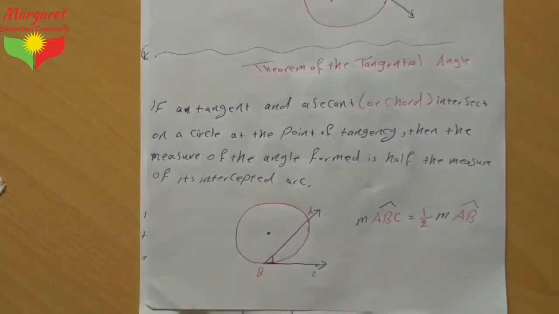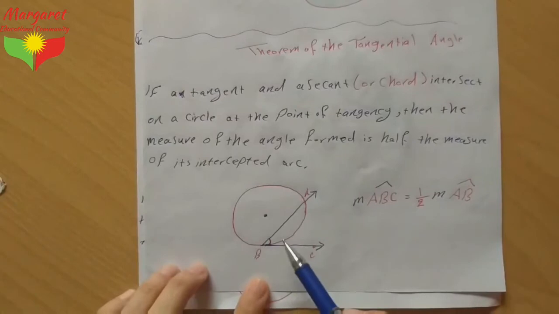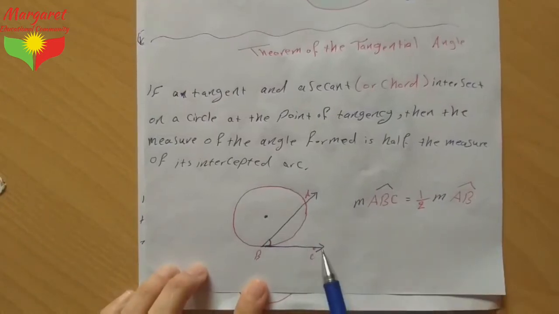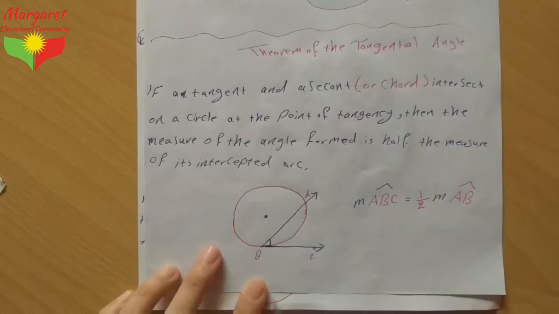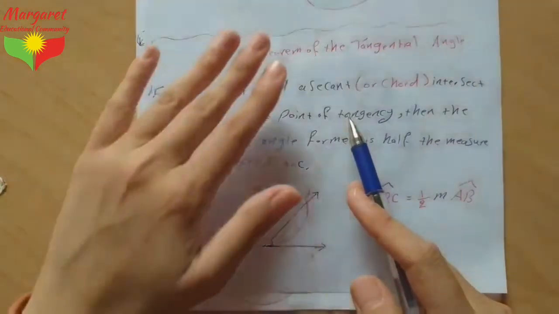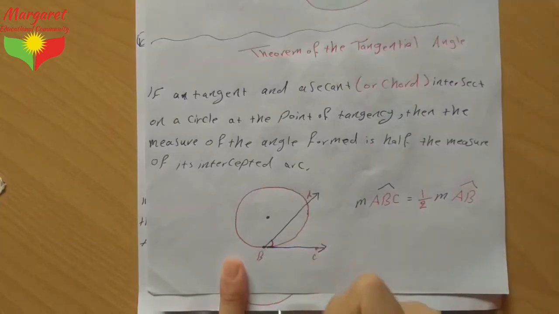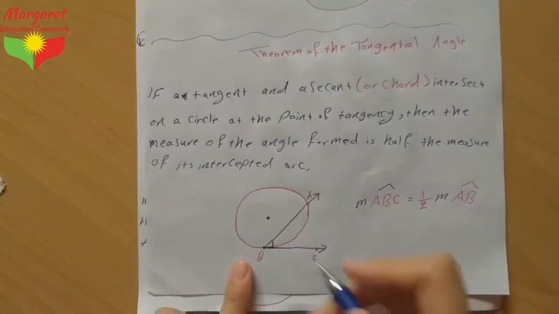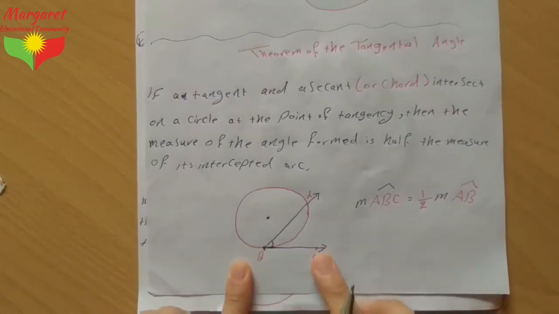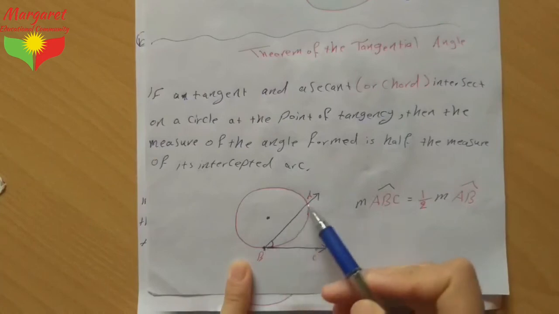Look, if by this line BC we have a circle to explain this theorem. If a tangent line, the line BC is called a tangent line. And the line BA is called secant or chord.